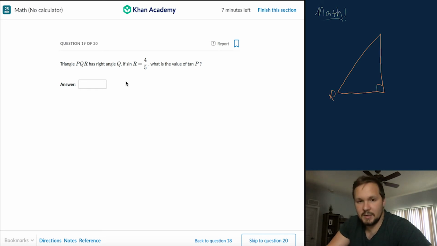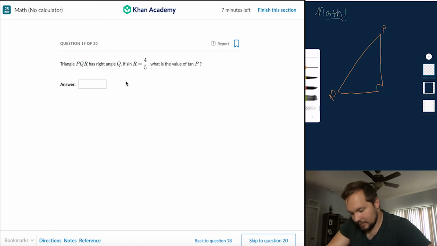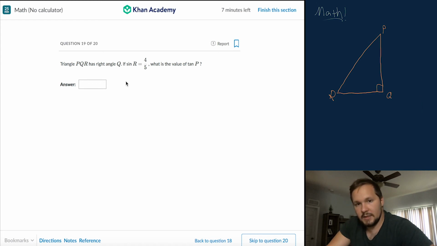Okay, sine is opposite over hypotenuse, right? SOHCAHTOA, so sine is opposite over hypotenuse. And we have a right angle Q. Sorry, that's a terrible Q. We'll fix that. Okay, and then we want tangent of P, and then we'll have R up here. And we know that sine of R is 4/5. Okay, so opposite is 4, and the hypotenuse is 5.